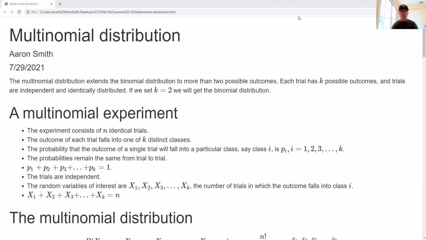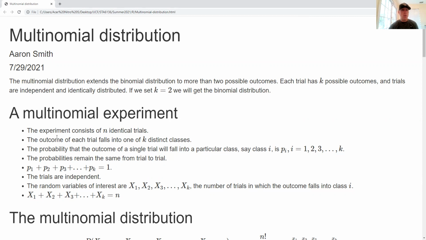If I take the multinomial distribution and I set k equal to 2, then I end up getting the binomial distribution, with just a slightly different presentation, but it ends up being the same. So the multinomial experiment, these are the assumptions that we have for us to be in a multinomial situation. We have n identical trials each time.